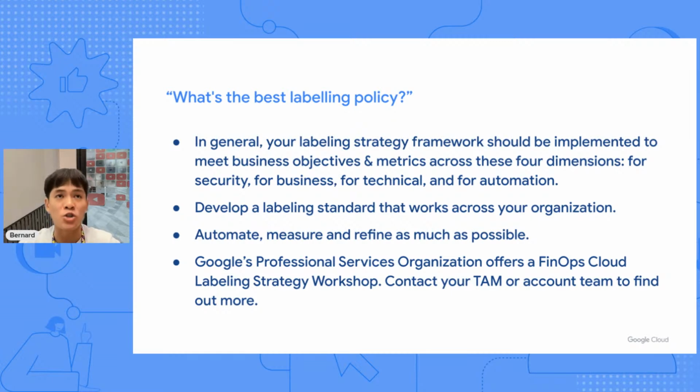In your organization, you might be using GCP, you might be using another vendor, it might be on-prem, and all of these have their own labeling standard. So as an organization, you should develop a unified standard that works across all your usage of resources across the org, and also lastly, automate, measure, and refine as much as possible. Labeling really only works if you can automate it right from the get-go, measure the outcome, and continuously iterate.